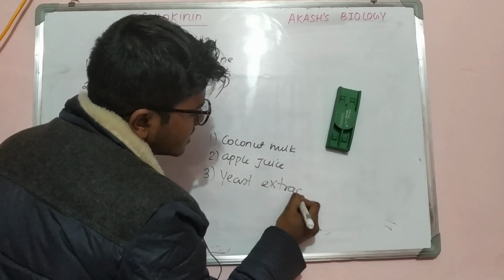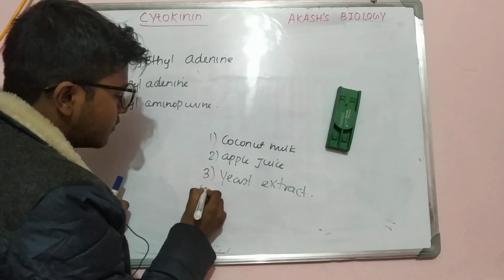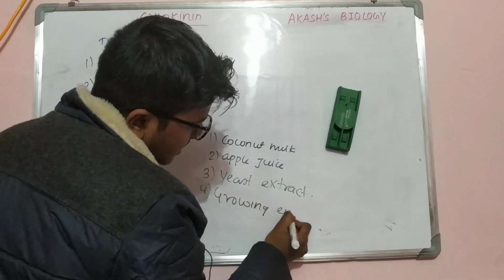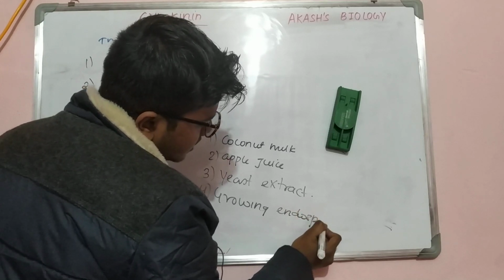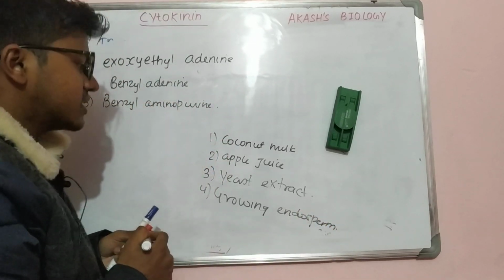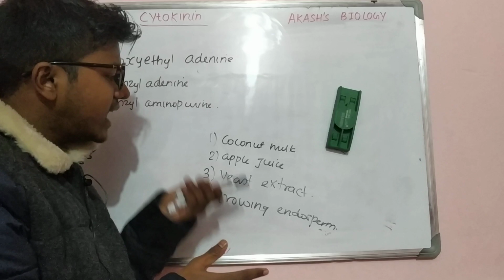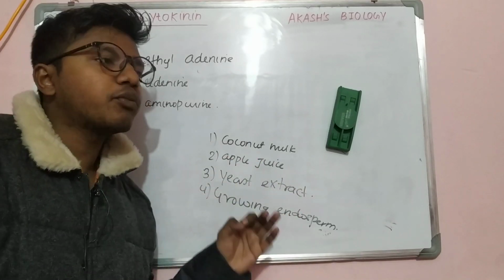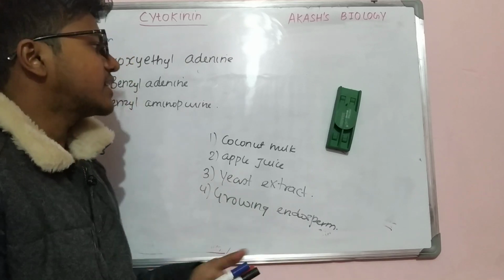So these are the things that you need to mug up. And similarly, fourth is the growing endosperm of plant, and the unripe maize kernels. This is a simpler thing. So these are the main points that you need to mug up from the entrance point of view, from where we can extract the cytokinin.